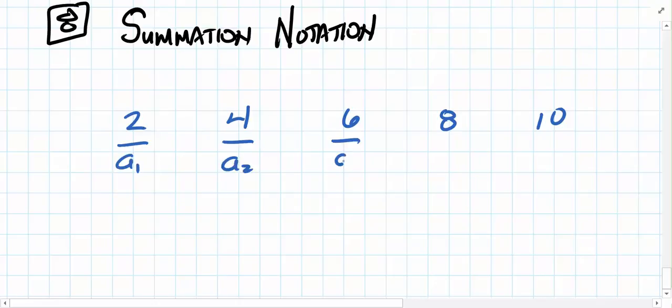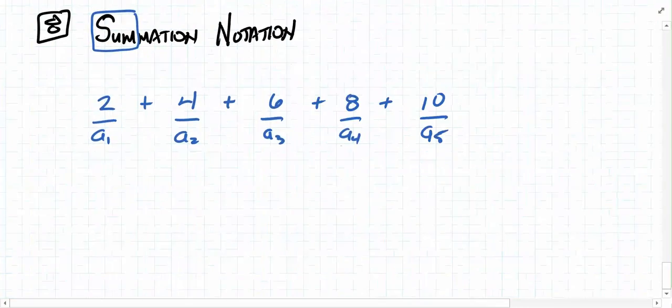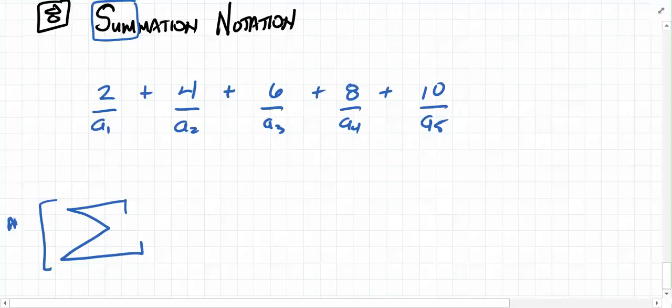Summation notation, notice that the word sum is right here. So what if I was interested in the sum of these terms here? There is a better way to write this. The way that you write a summation notation is you use the capital Greek letter sigma. When you see this symbol, I want you to think of adding stuff up. Now, you need 3 pieces of information when you add stuff up. And all 3 pieces of information are hidden inside the sigma notation.